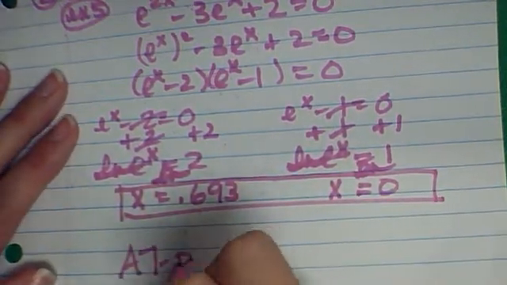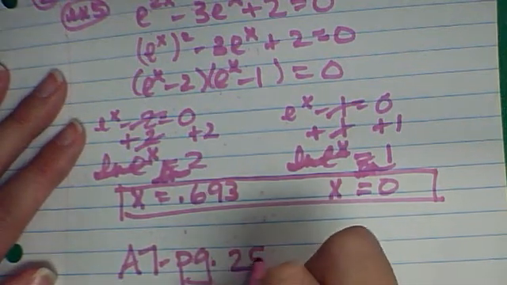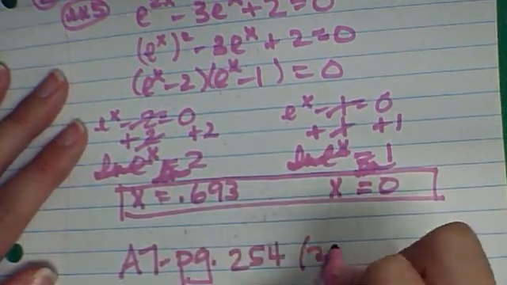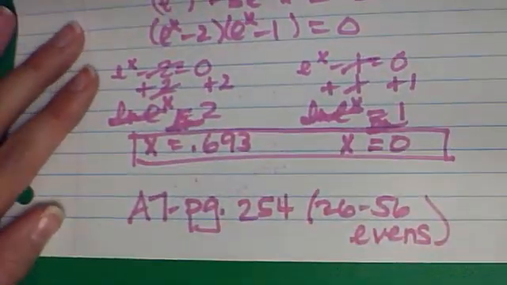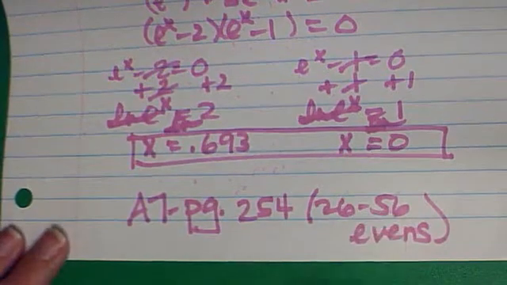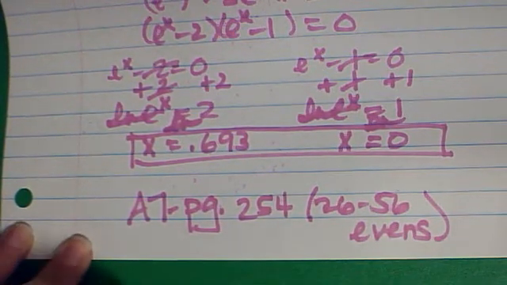Your homework is A7, which is page 254, numbers 26 to 56, evens only. And 56 is the only one like part B. All the rest you should be able to do modeling it right after the examples 1 through 4 that we just did. Good luck, and let me know if you have questions.